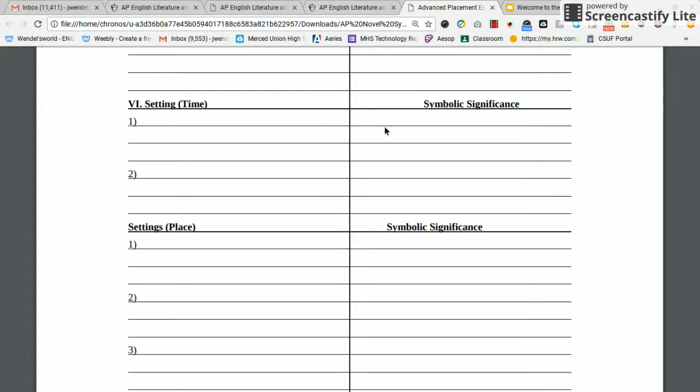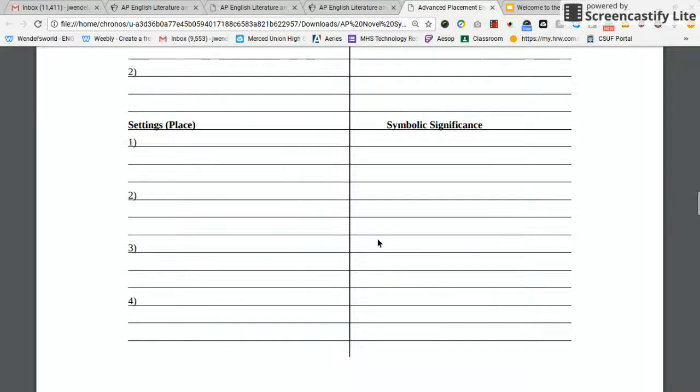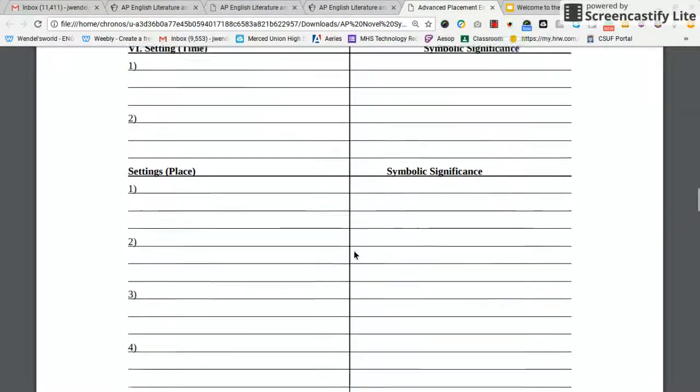Okay, so time and place, they represent something. This is the one area that students struggle with the most. But I think that you can definitely see how time and place represent other things.